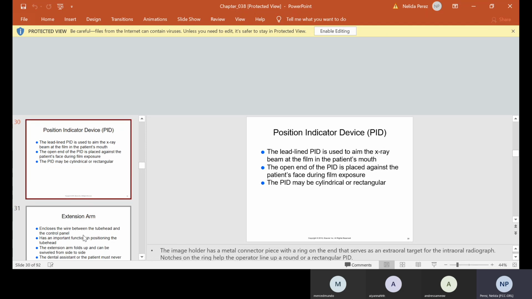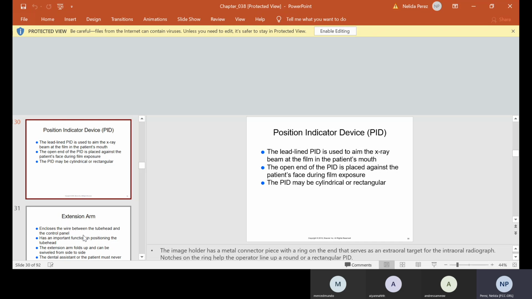Now, you might say to yourself, Ms. Perez, why are you telling me all this? Again, everything that's inside that x-ray tube head is working. We don't see those components of how an x-ray beam is coming out. So a little bit of knowledge is powerful, okay?